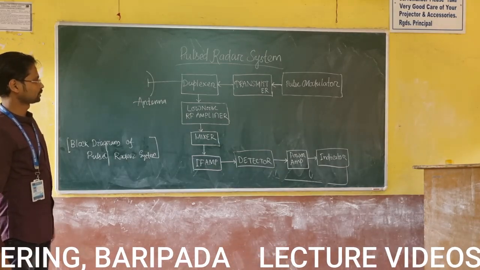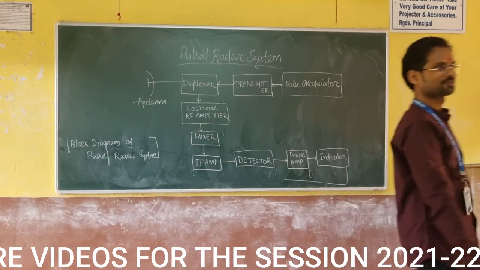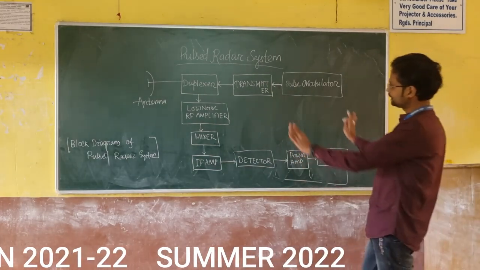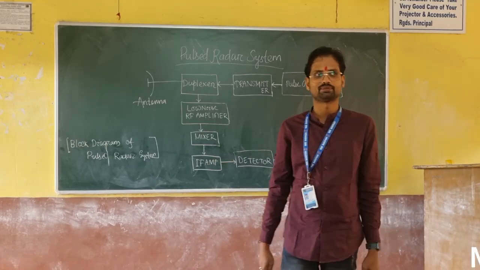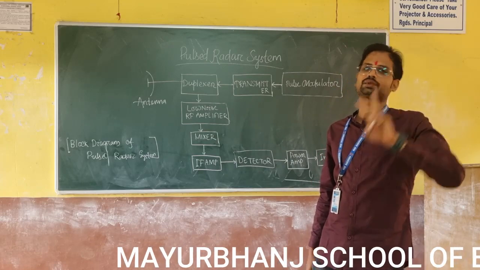Draw this diagram, students. So, this is the block diagram of the pulse radar system. Here are two sections and one TR switch.